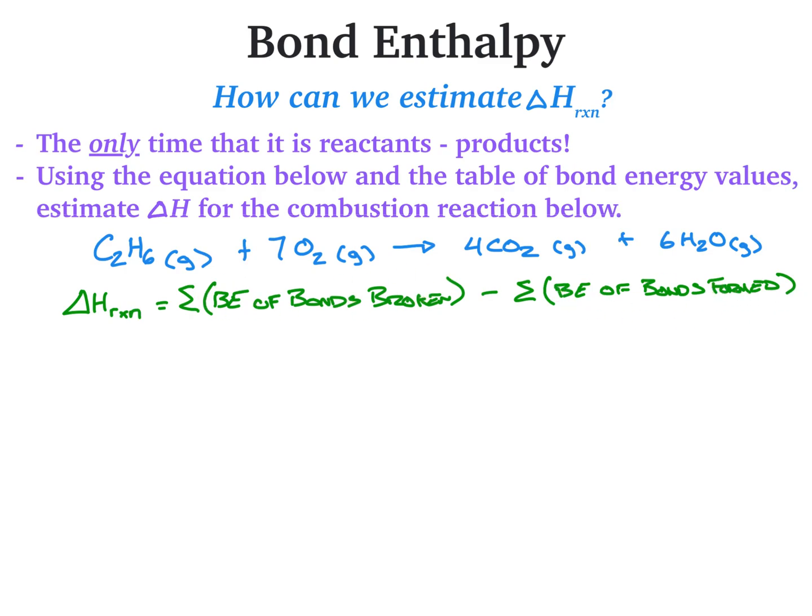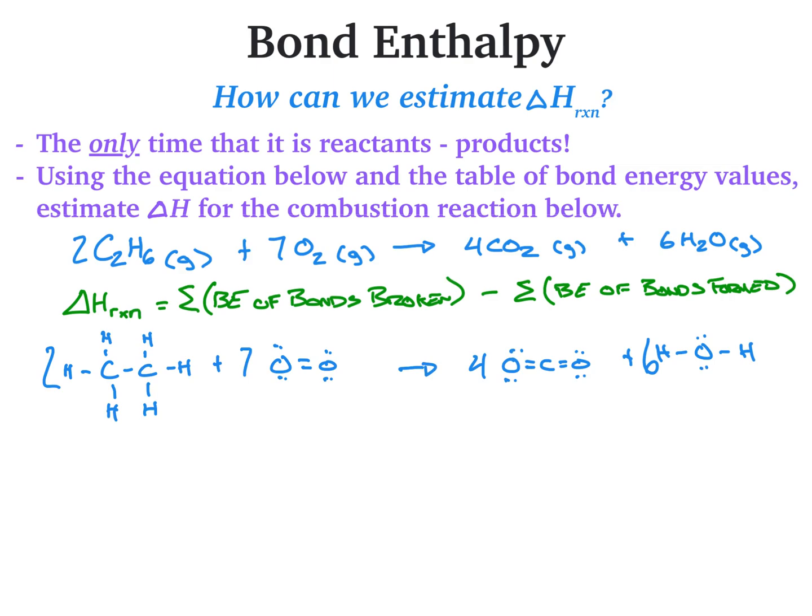And again, it's the only time that it's reactants minus products. So what we're going to do is use the table and figure out what bonds are being broken in the reactants and what bonds are being formed in the products. This means we need to draw some Lewis dot structures. So if I draw my Lewis structures, and apologies, I was missing a 2 up here earlier, I just fixed it, and I write the equation in the form of Lewis dot structures, it looks like this.